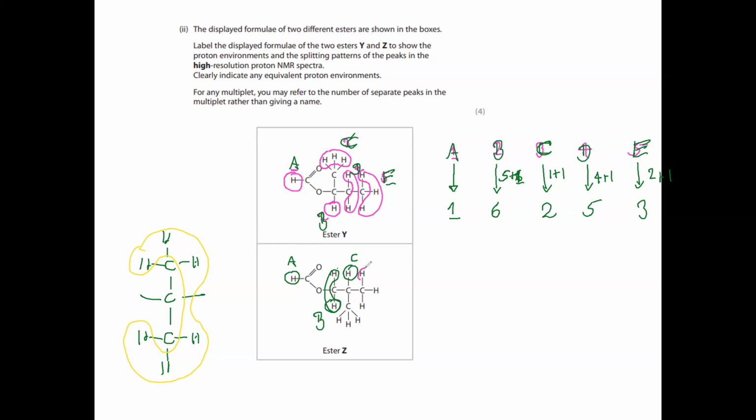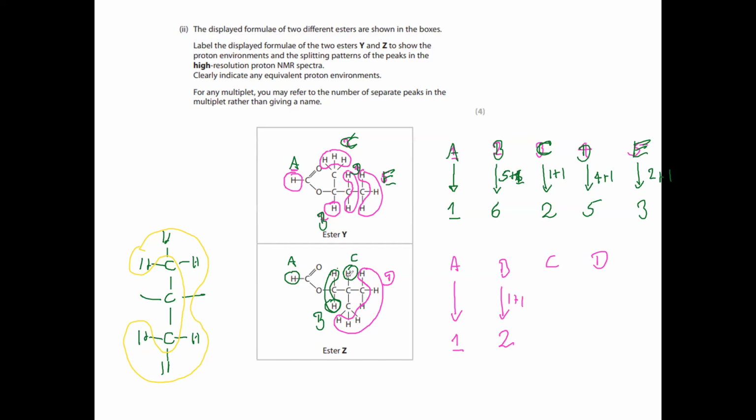But we can recognize now we have environment D here. Now in this one we have only 4 environments: A, B, C, and D. If we take environment A, the adjacent carbon has no hydrogen, there's oxygen. So this will be 0, and 0 plus 1 means it will be a singlet. If you go for environment B, the adjacent carbon has 1 hydrogen, so 1 plus 1 is 2, so it will be a doublet.